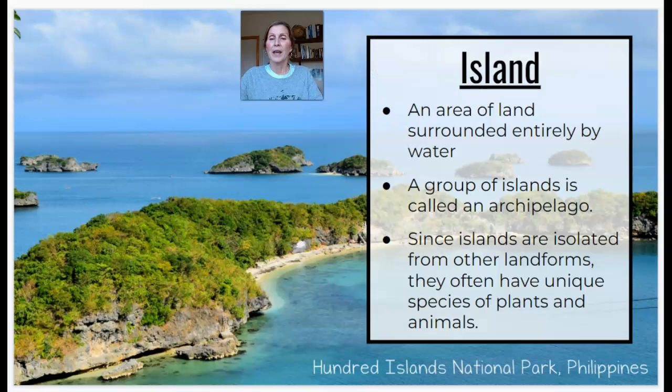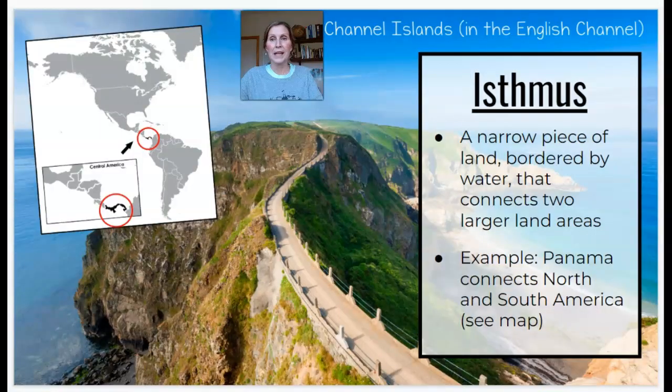An island. An island is an area of land surrounded entirely by water. A group of islands is called an archipelago. Since islands are isolated from other landforms, they often have unique species of plants and animals. Isthmus. A narrow piece of land bordered by water that connects 2 larger land areas. An example is Panama, which connects North and South America.